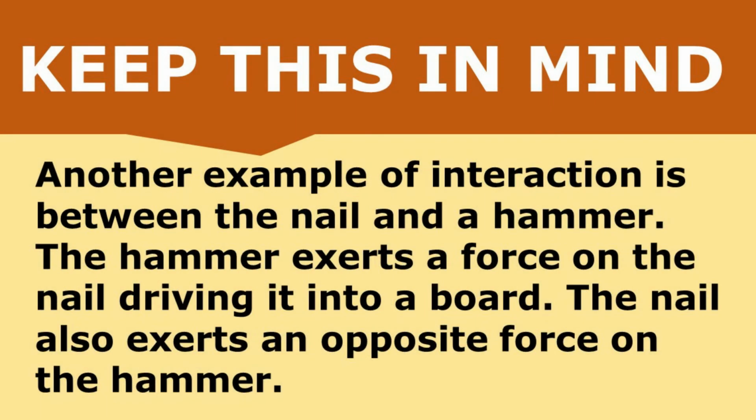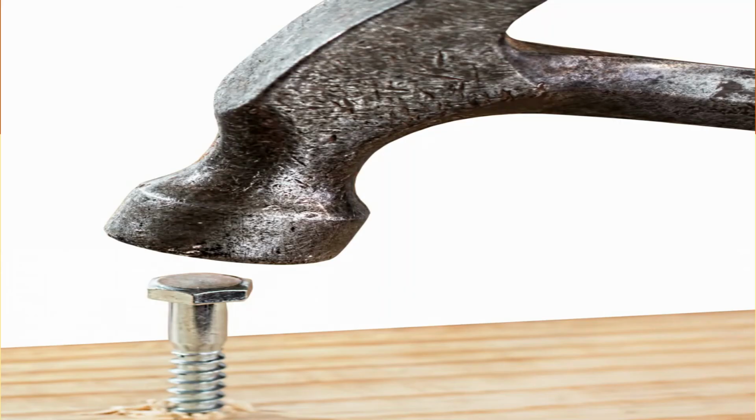Another example of interaction is between the nail and a hammer. The hammer exerts a force on the nail, driving it into a board. The nail also exerts an opposite force on the hammer. The direction of the force of the hammer is down toward the nail, and the direction of the force of the nail is up toward the hammer. The forces are in opposite direction but are of equal magnitudes.